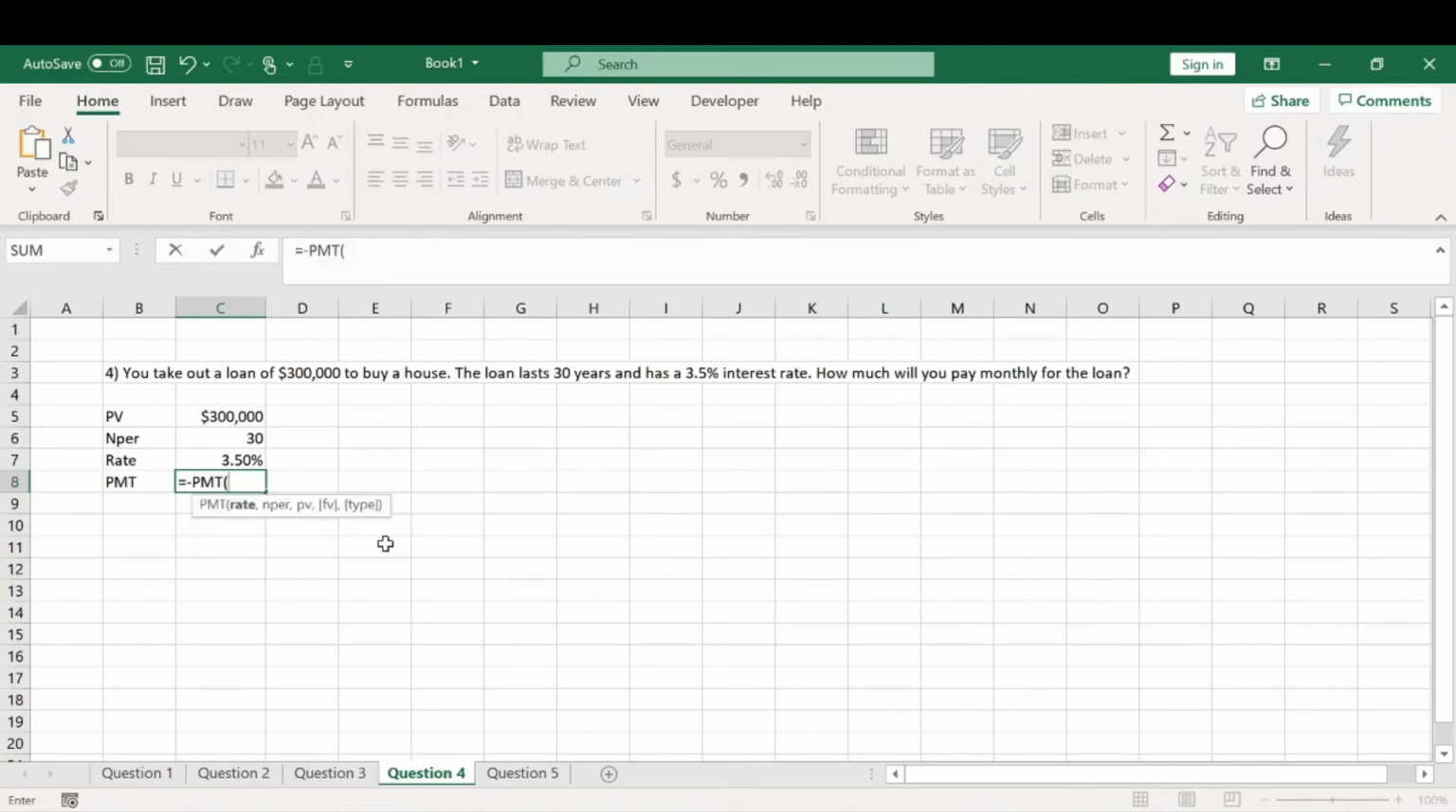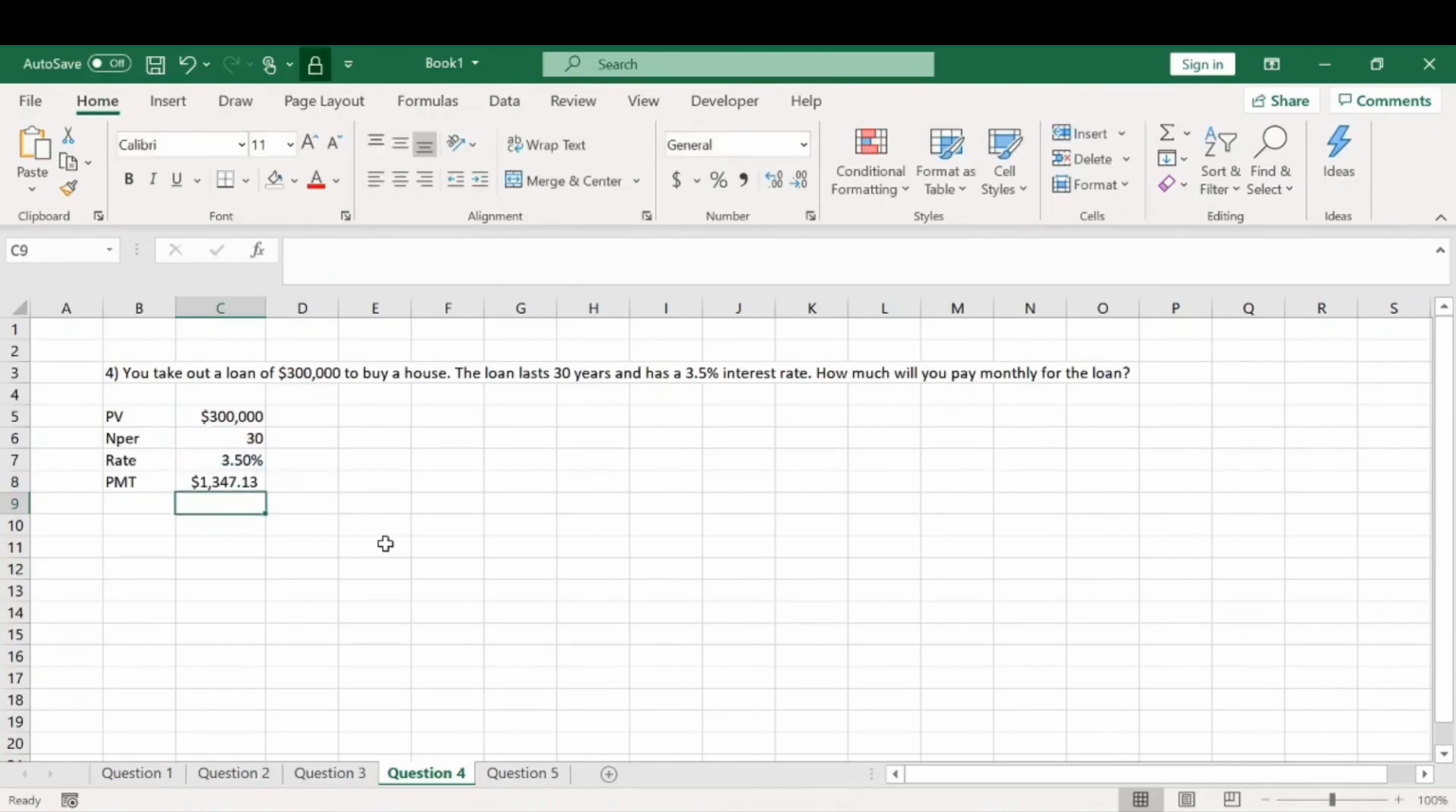We'll do a negative PMT function. So you'll notice that I didn't convert these into months quite yet. So you can do that in the individual cells or in the formula. So I'm just going to go ahead and do it in the formula, mix it up a little bit. So we'll do divided by 12, number of periods times 12, and then the present value. So we will need to pay $1,347.13 each month in order to pay off this loan over 30 years.